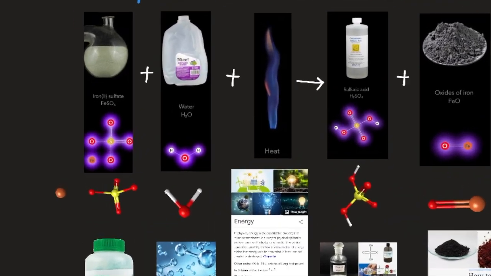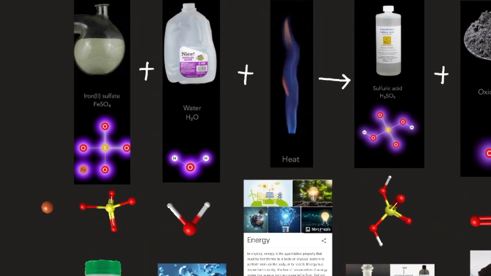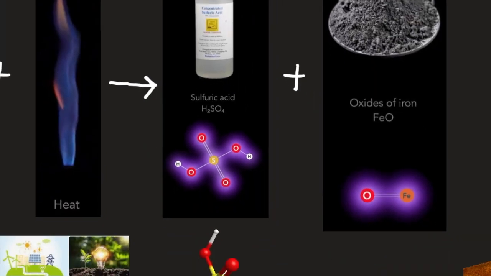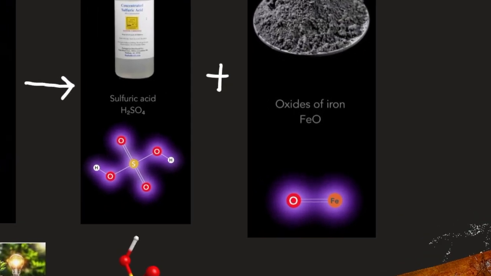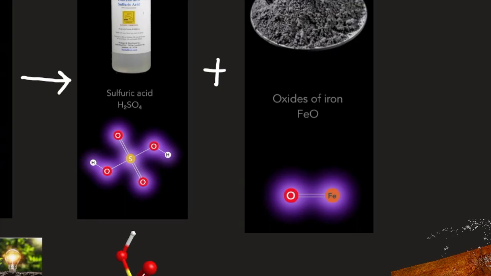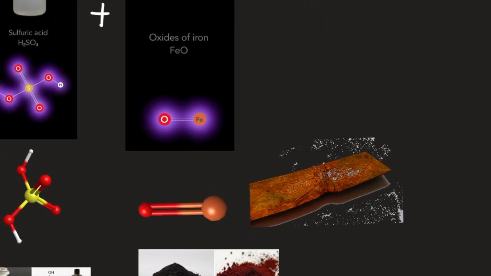When you combine iron sulfate with water and you add heat to it, you create sulfuric acid and oxides of iron. This is just an oxide of iron. It's iron with oxygen. Here is how iron looks when it's oxidized.